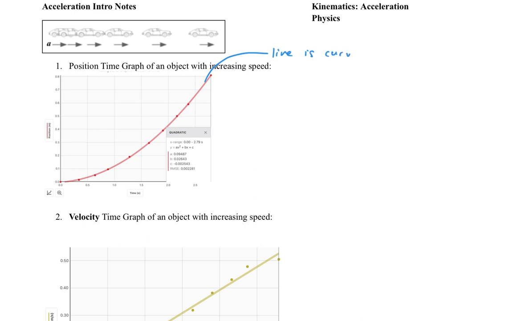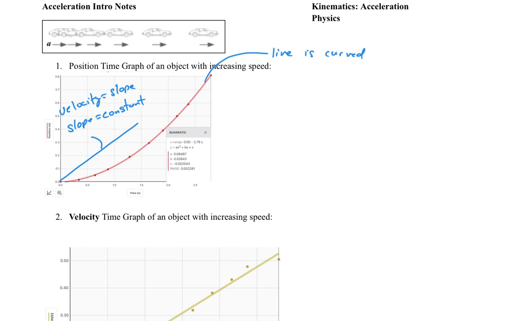is curved. Now remember, for position graphs, what we saw before were a lot of straight lines. If we see a straight line, we know that the slope is constant. And we know that the velocity is equal to the slope. So as the slope is constant, then the velocity must also be constant.